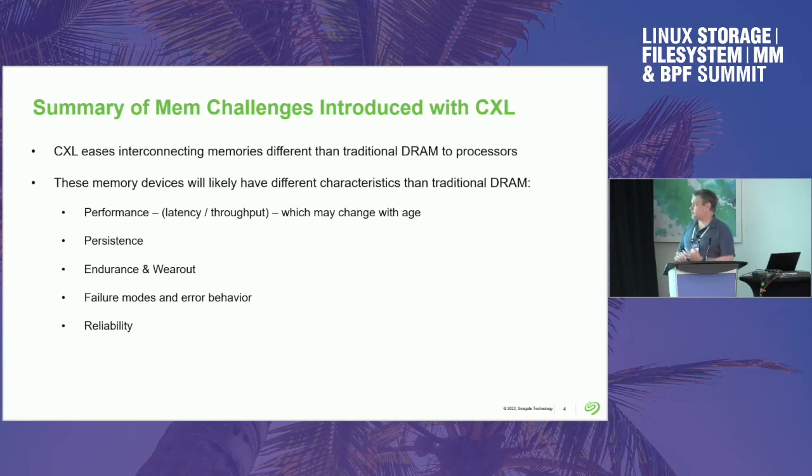The first thing is that the memory devices we're going to be attaching to these systems are going to be a little bit different than traditional DRAM. The performance is different. We've already talked about mechanisms for different latency and throughput, and there are ways of informing the system about that. Some devices have persistence, non-volatile, and others are volatile. Endurance and wear out, failure modes and error behavior, and reliability of the parts are different. We're looking at things as diverse as ferroelectric memories, carbon nanotubes, resistive RAM, just to name a few. There's already been a lot of work with phase change. Intel's Optane product is a good example of one.